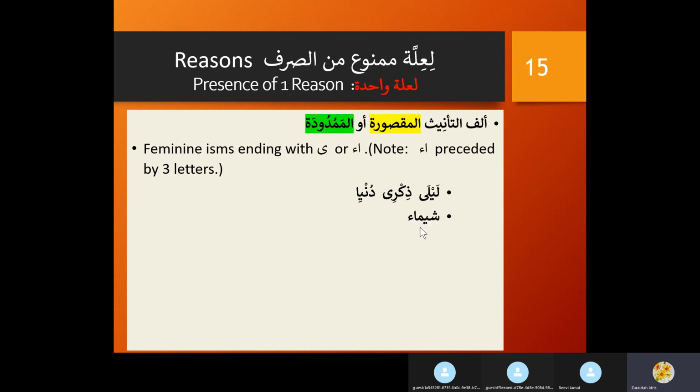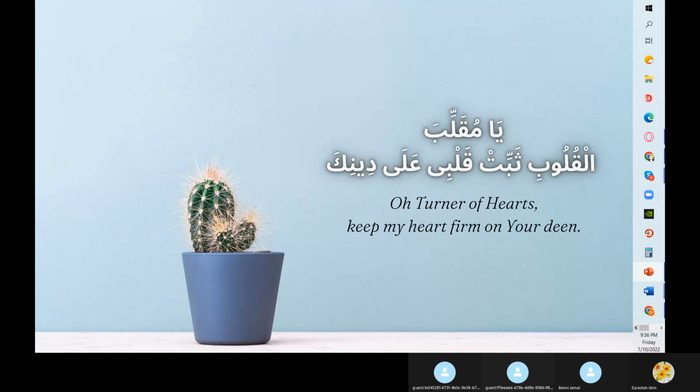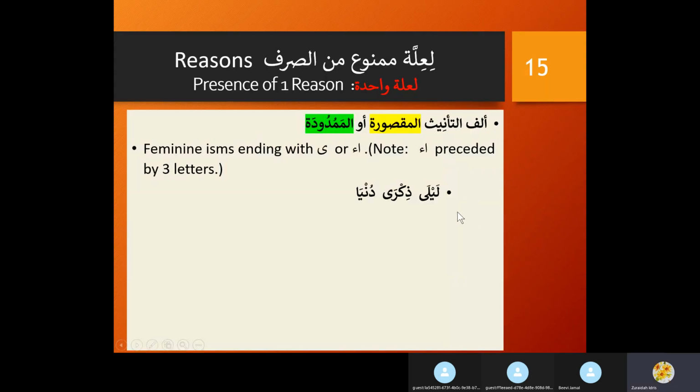I don't have it here. 1, 2, 3. Yeah, we have 1, 2, 3. This is the name of a girl, Shaima. So this is Laila, which means night. Zikra, sorry, not Zikri, Zikra, Dunya. I don't know why the kasras are down there. Hold on, let me correct that. So this is Zikra, Dunya, Laila. Shaima is the name of a girl. So this is one case. If this happens, you know it's partly flexible.